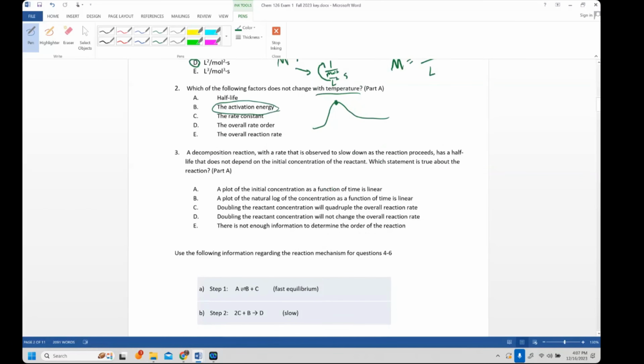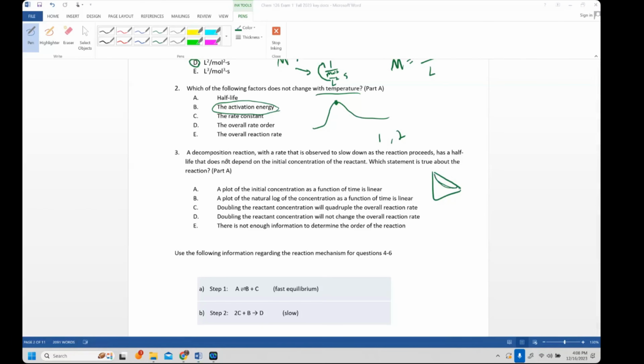Okay, next, a decomposition reaction with a rate that is observed to slow down as the reaction proceeds. Every phrase here is there to help us. If the rate slows down as the reaction goes on, the rate is dependent on the concentration of the reactant. That means it is either first order or second order, not zero order. Remember zero order? If you look at reactant versus time, it looks like a straight line, so the amount of reactant does not change the slope. Even at a low amount of reactant, it decreases in a linear manner. First or second order decrease like this, so they depend on the concentration of reactant.